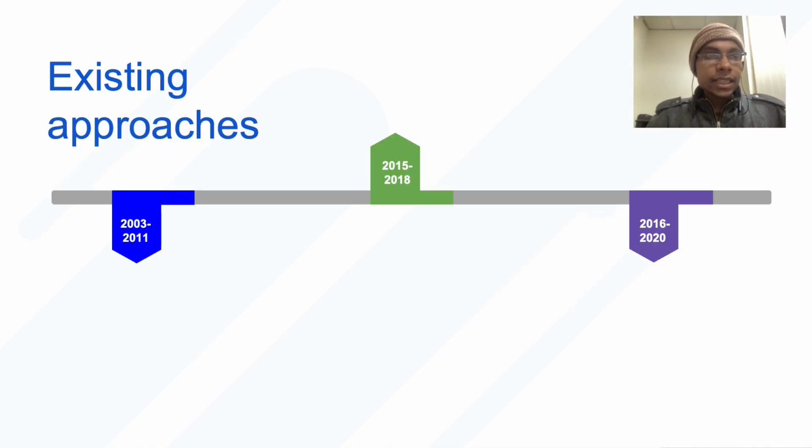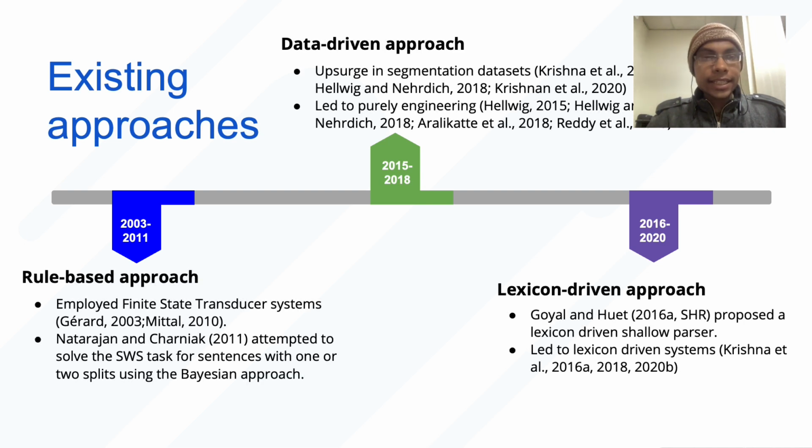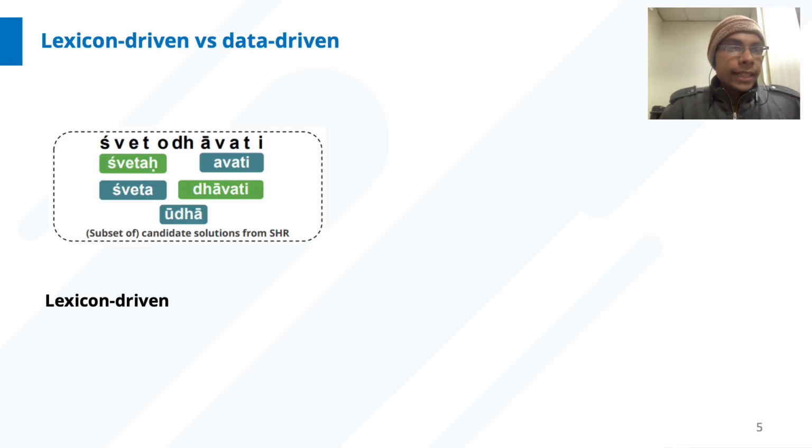There are various approaches taken in the literature, mainly rule-based approaches, data-driven approaches, and lexical-driven approaches. Let us briefly review these approaches. Lexical-driven approaches are mainly built on top of a shallow parser called the Sanskrit Heritage Reader. This shallow parser generates an exhaustive space of possible solutions. So here two possible solutions are given, colored by a different color coding scheme.